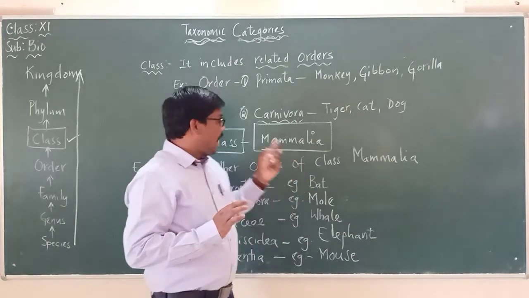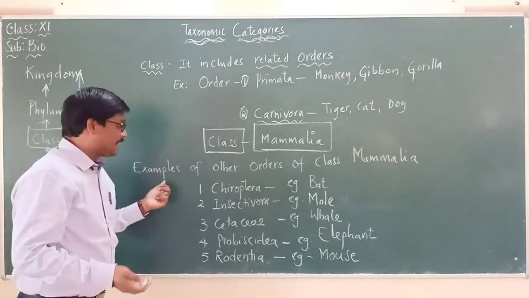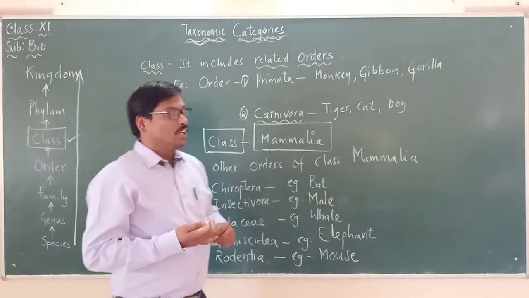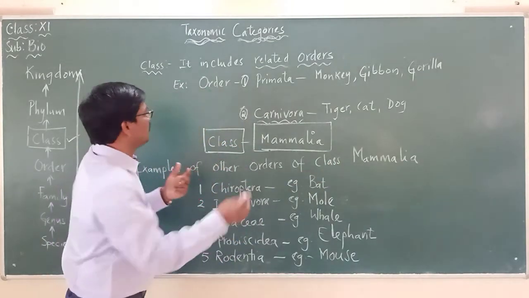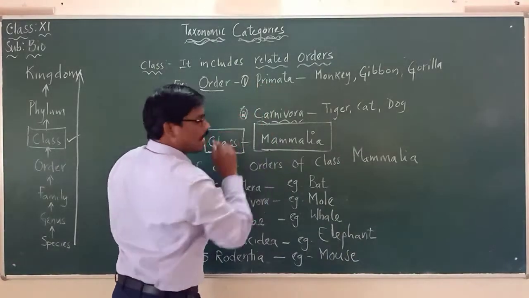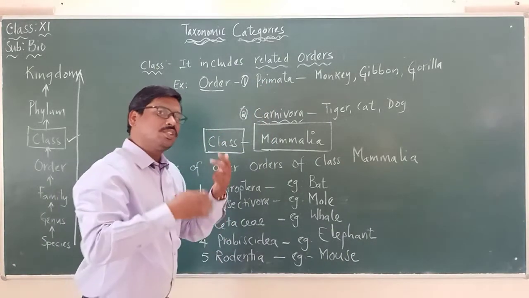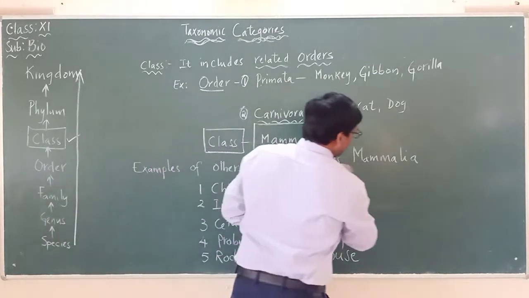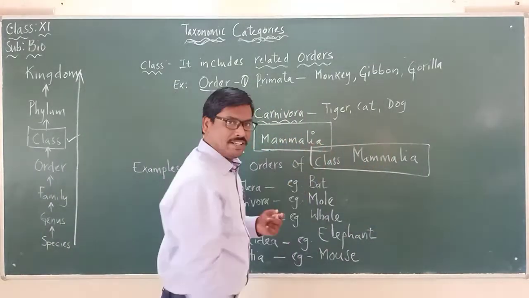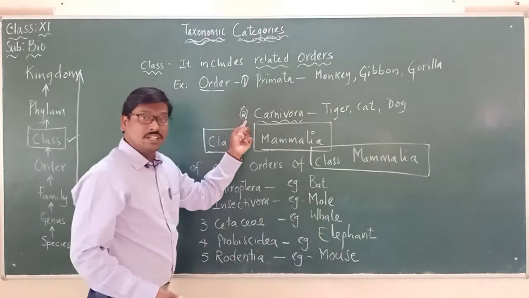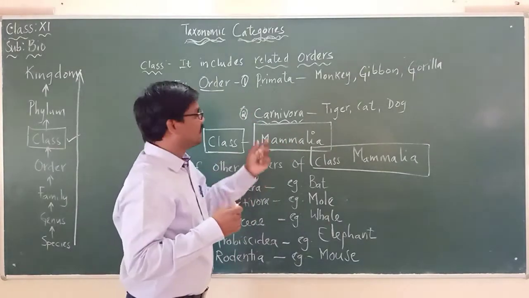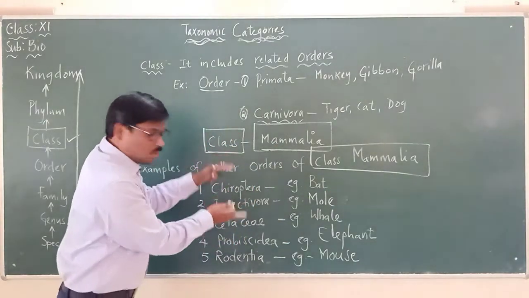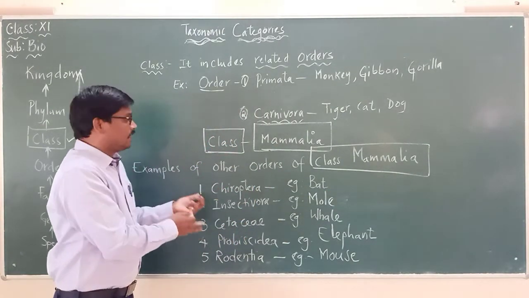Here there are also some other examples of other orders of class Mammaliae. We should not confuse that orders means only Primata and Carnivora. No, there are also different orders placed in the class Mammaliae. Please remember, not only these two orders, but there are also other orders present in the class Mammaliae.